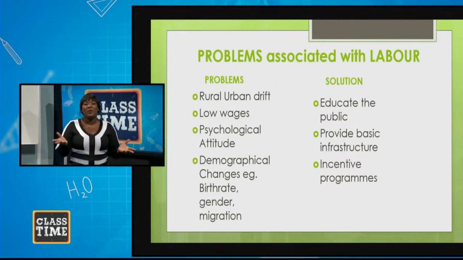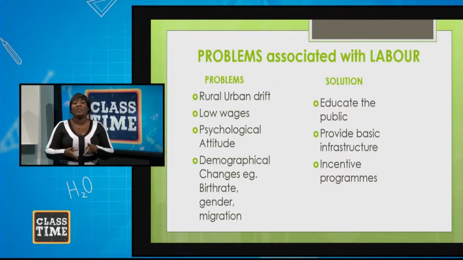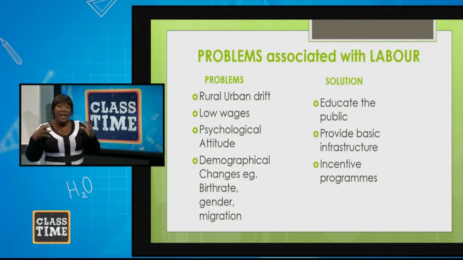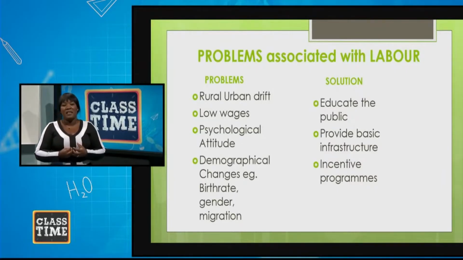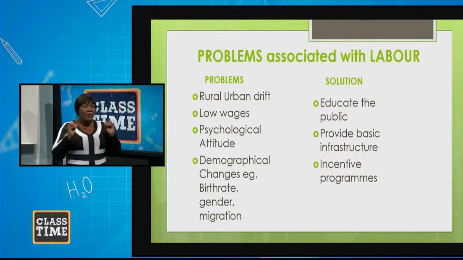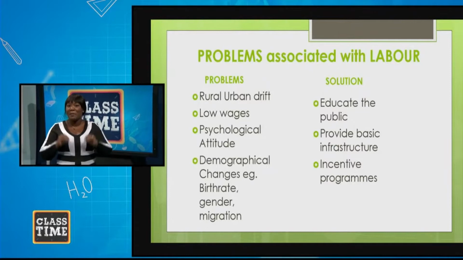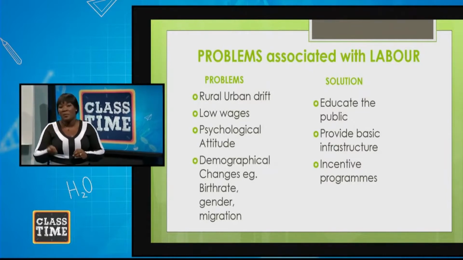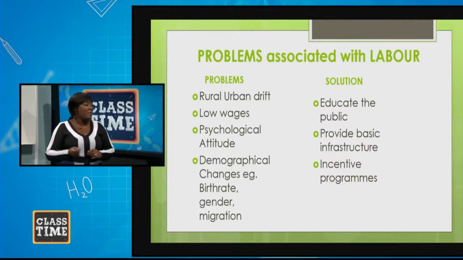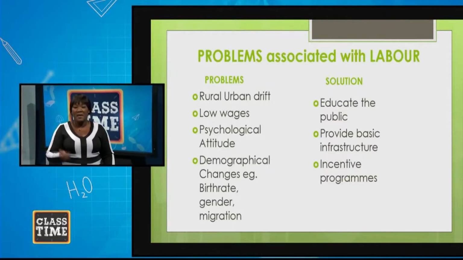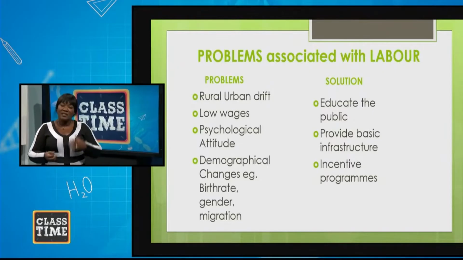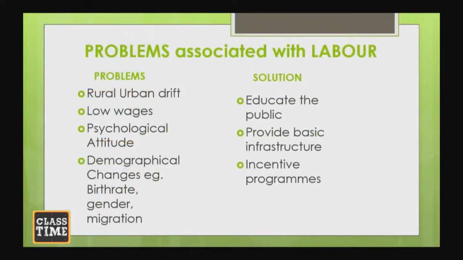Now, solutions to a few of these problems. 1, educate the public. Persons need to be aware of the benefits involved in agriculture, the job opportunities involved in agriculture. These are all important aspects that persons can turn a blind eye to, or they are not informed of the benefits of farming. Next, provide basic infrastructure. Came up last week, it's here again. Providing roads, modern buildings, access to Wi-Fi. These are things that would keep persons intact and keeping up to time.